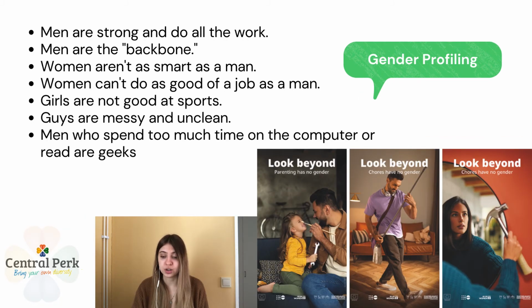Then we're going to talk about gender profiling. I think this is the most obvious, the most well-known, because this is a big discussion nowadays in most European countries. Gender profiling implies men are strong and do all the work, men are the backbone, women aren't as smart as a man, women can't do as good of a job as a man, girls are not good at sports, guys are messy and unclean, men who spend too much time on the computer or read are geeks. Those are gender profiling stereotypes. I think that's pretty clear, so we will just move on.